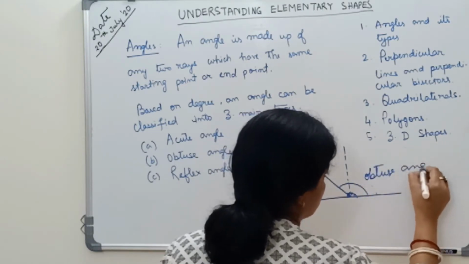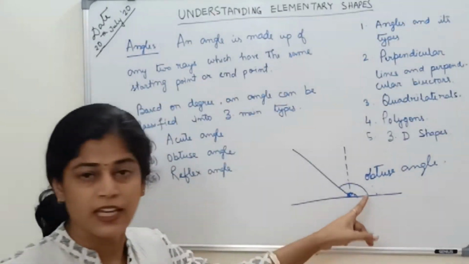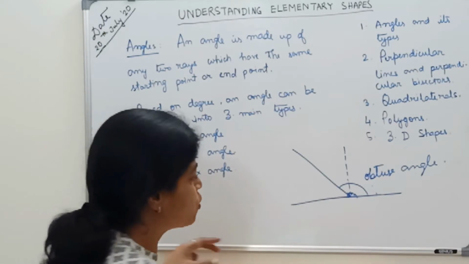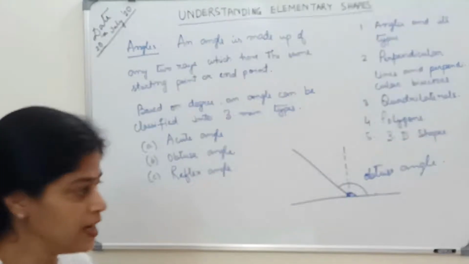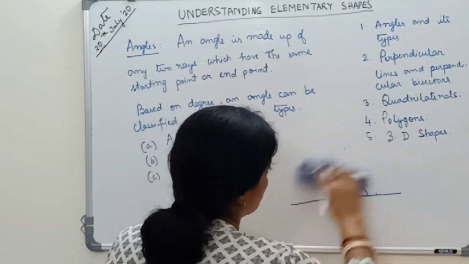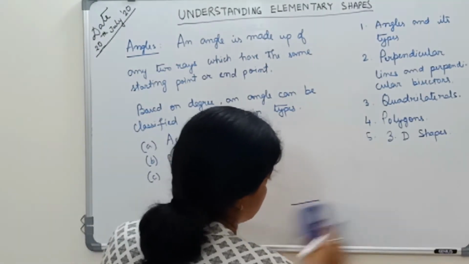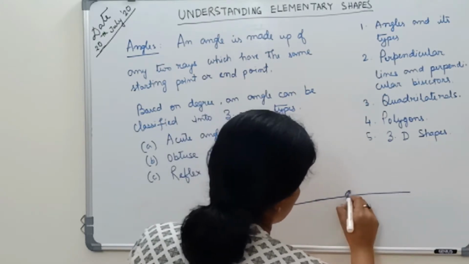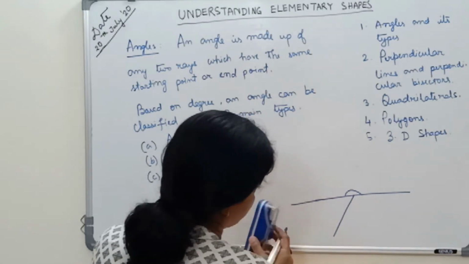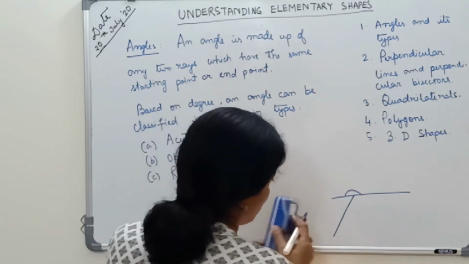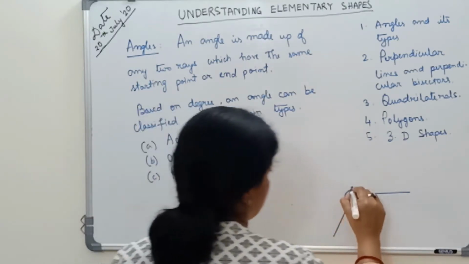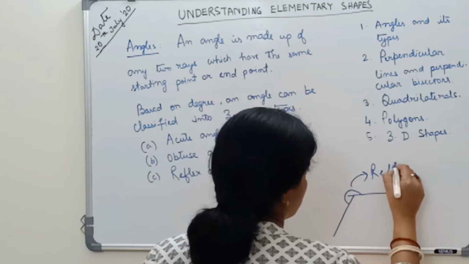Obtuse angle means it is greater than 90 degree but less than 180 degree. So this is an obtuse angle. And what is a reflex angle? If an angle is more than 180 degree. See, you know this is 180 degree. Now if I take this whole angle, this angle is called a reflex angle.